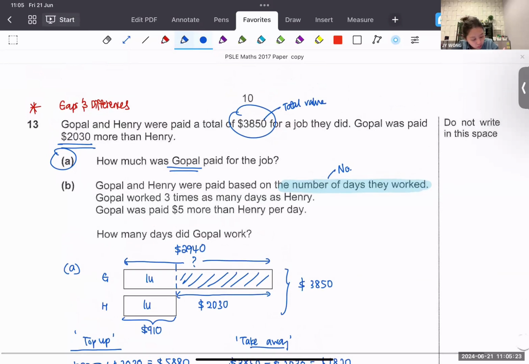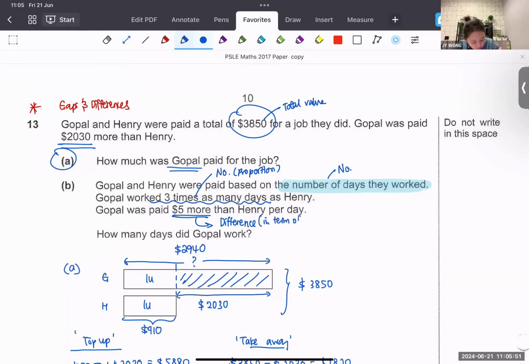And they tell you the proportion of the number again. That means how many times the other person worked as compared to Henry, which is Gopal worked 3 times as many days as Henry. So there's number, there's total value, and they tell you the difference here.